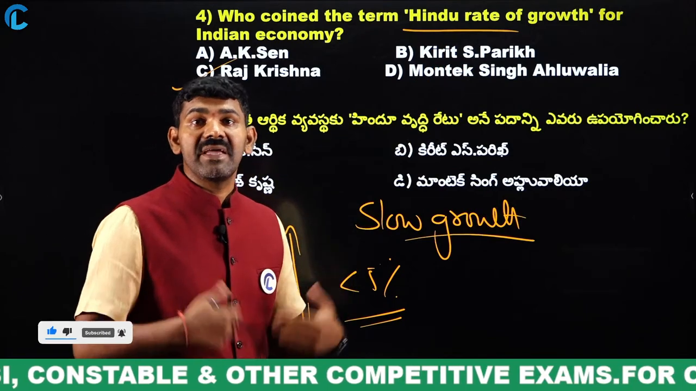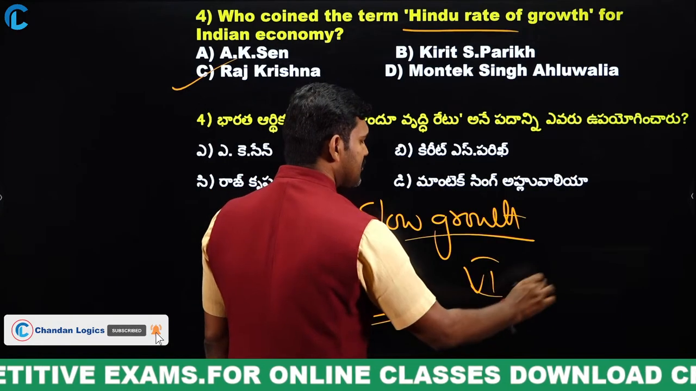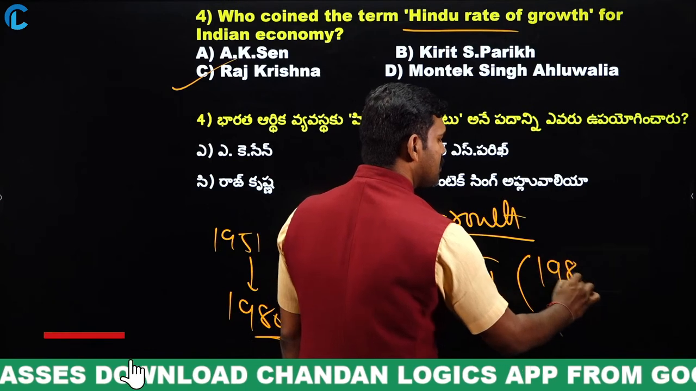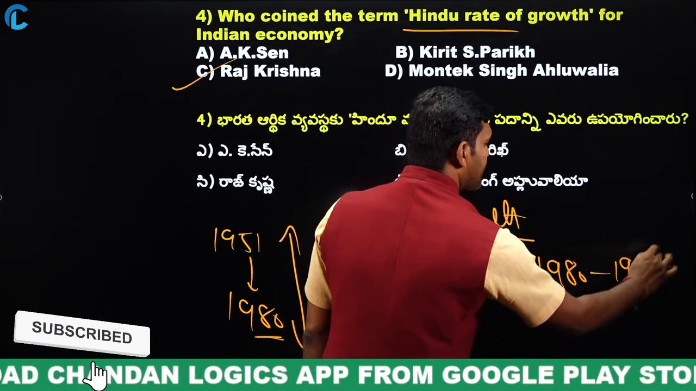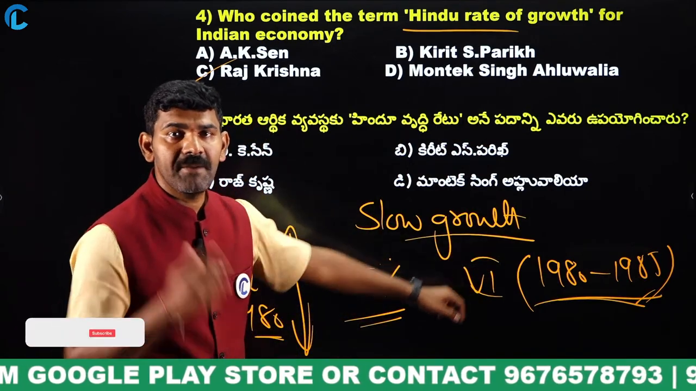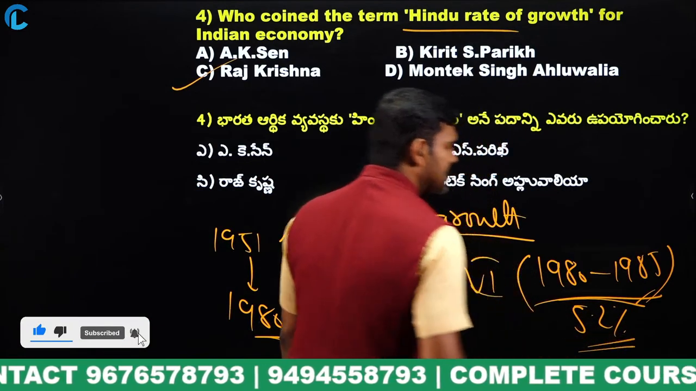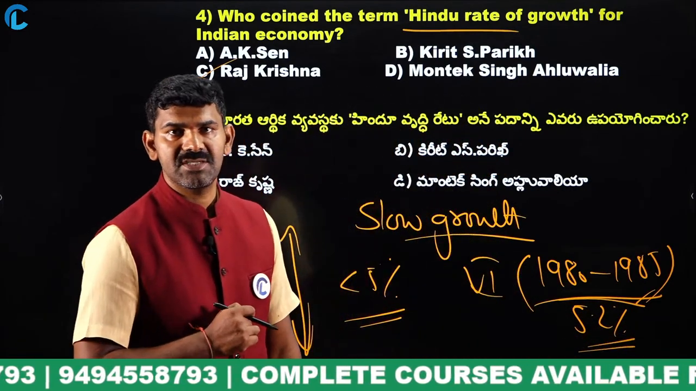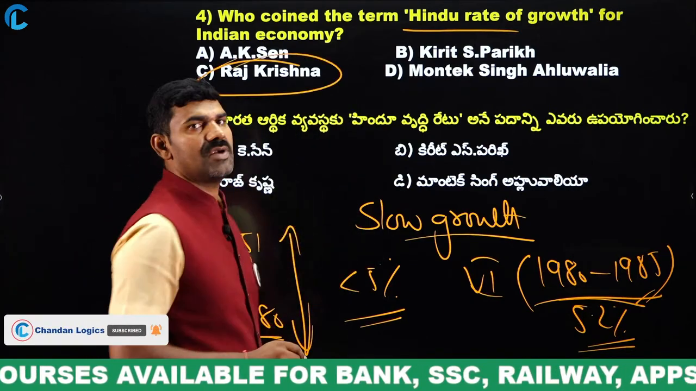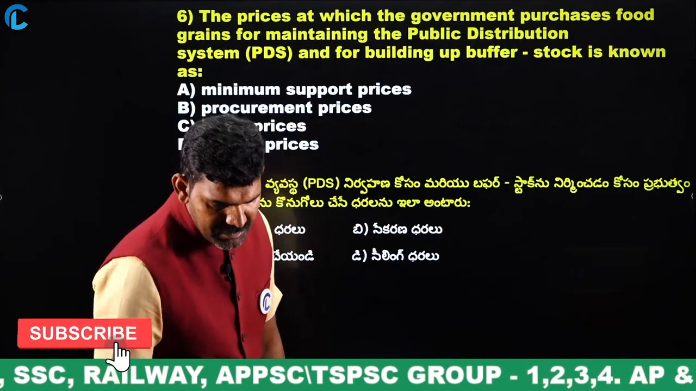For the first time, India crossed the 5% growth rate in the sixth five-year plan, between 1980 and 1985. In this sixth five-year plan, India registered a growth rate of 5.2%. So this term Hindu growth rate was coined by an economist called Raj Krishna. Clear? Yes? Very good. Superb.